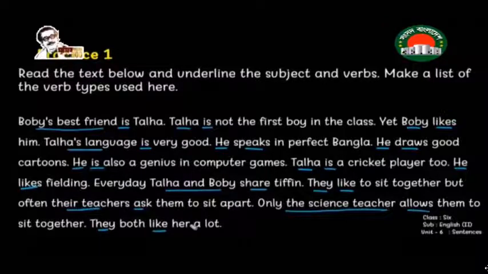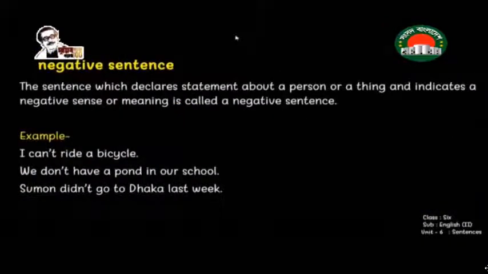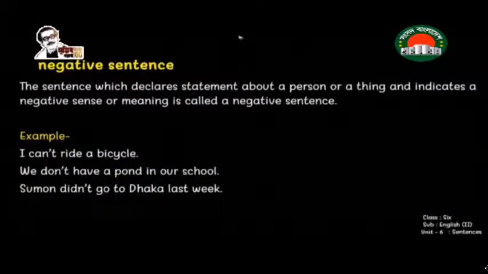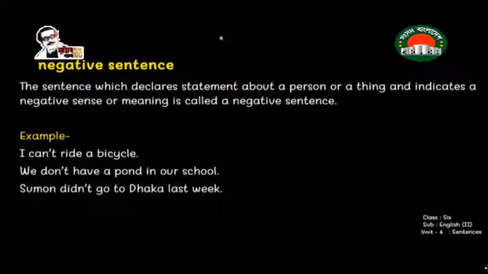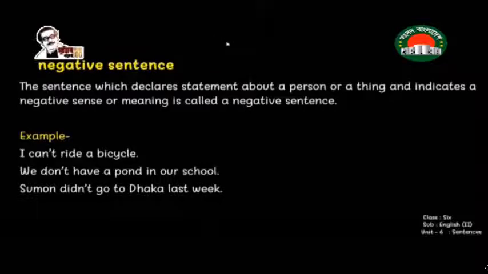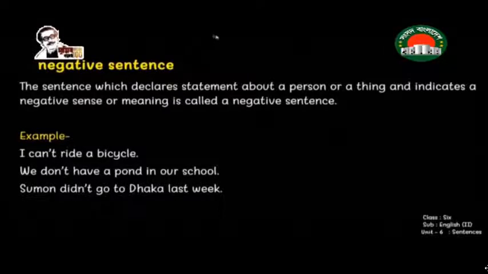Exactly. Now we will learn negative sentences. The sentence which declares a statement about a person or thing and indicates a negative sense of meaning is called a negative sentence. For example, I can't ride a bicycle. We don't have a pond in our school. Shumon didn't go to Dhaka last week.